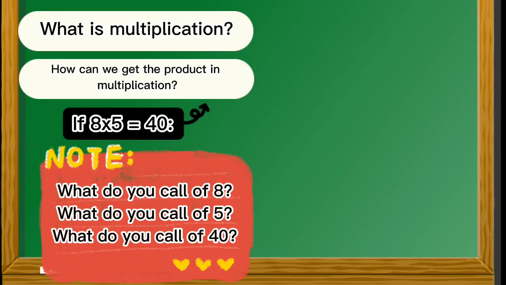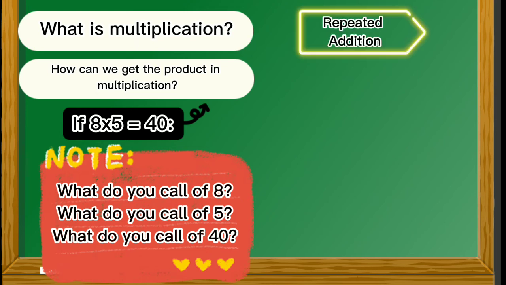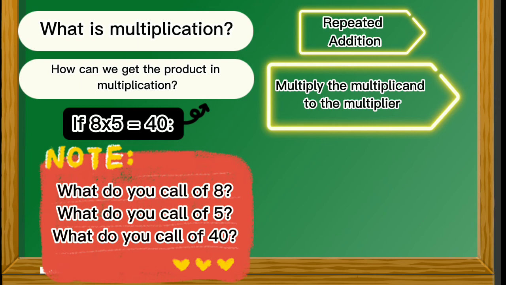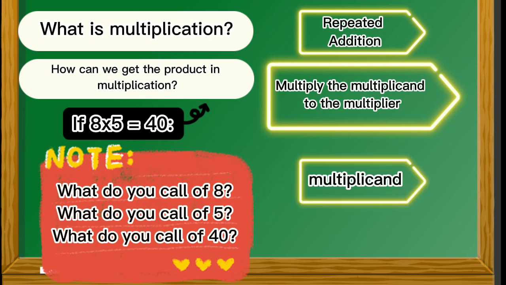This time, let's summarize your learnings in this lesson. Try to answer the questions provided for you below. What is multiplication? If your answer is repeated addition, you're correct. How can you get the product in multiplication? What is your answer? In order to get the answer or the product, you have to multiply the multiplicand to the multiplier. Now, if 8 times 5 is equal to 40, what do you call of 8? If your answer is multiplicand, correct.